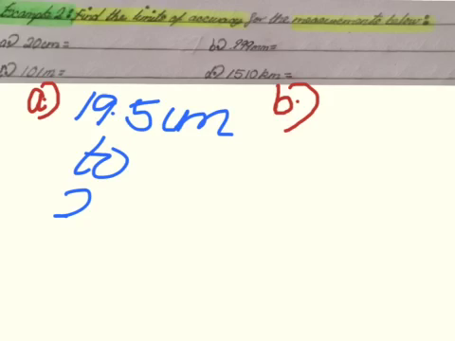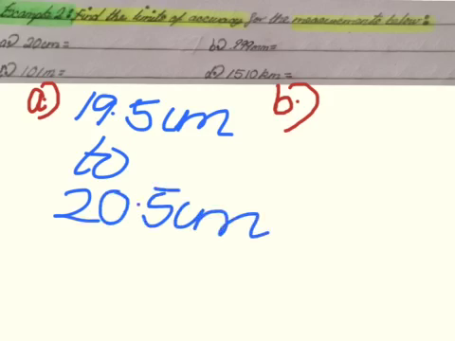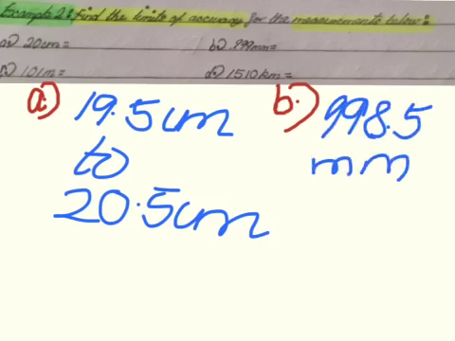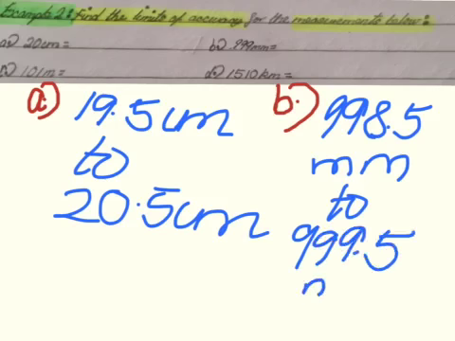Example 2. Find the limits of accuracy for the measurements below. 20 centimeters. So 20 centimeters, the accuracy lenience will be 19.5 centimeters to 20.5 centimeters. In the next one, 999 millimeters, it will be 998.5 millimeters to 999.5 millimeters.